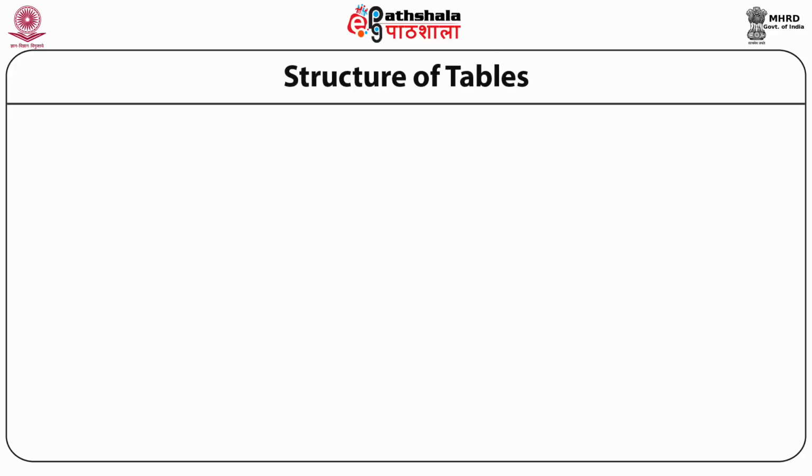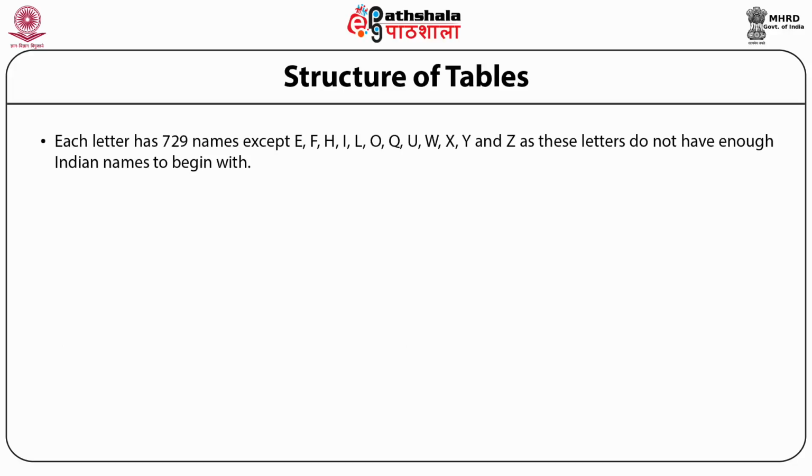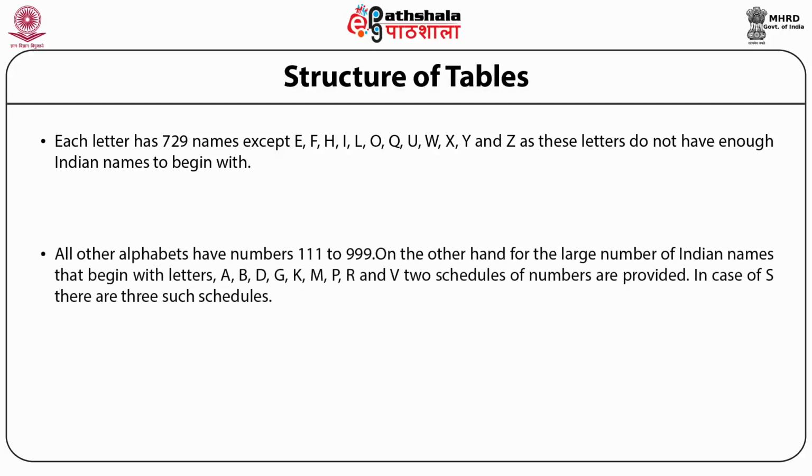Continuing with the structure of the tables, each letter of alphabet has 729 names except the following letters, that is E, F, H, I, L, O, Q, U, W, X, Y and Z, as these letters do not have enough Indian names to begin with. All other alphabets have numbers 111 to 999.